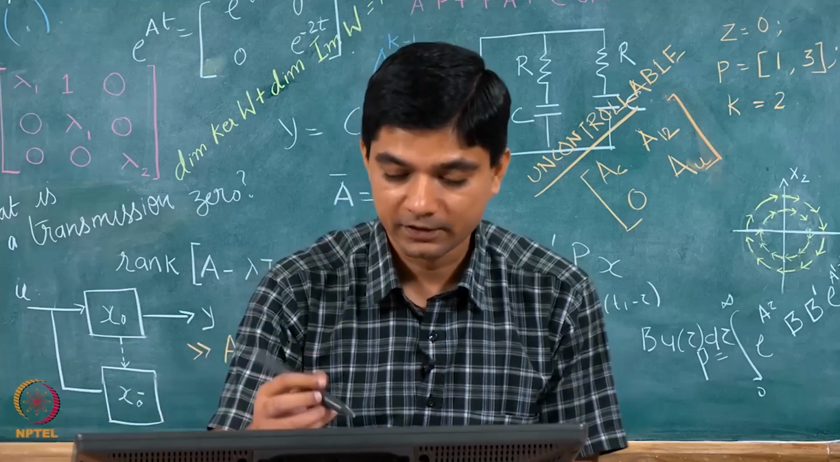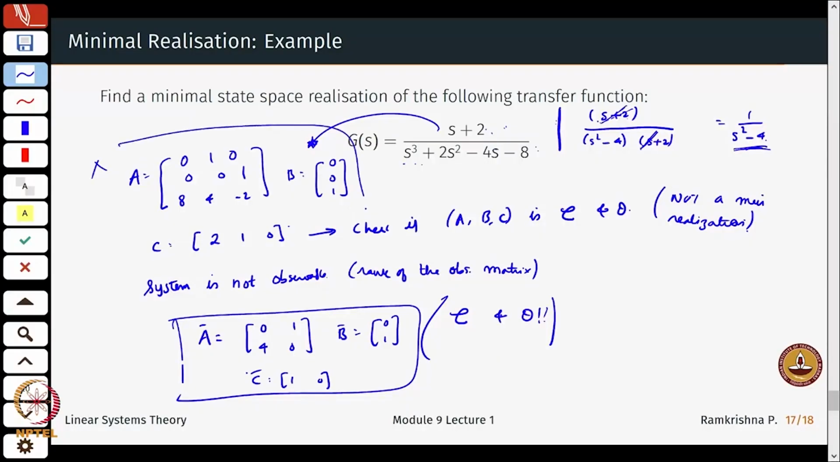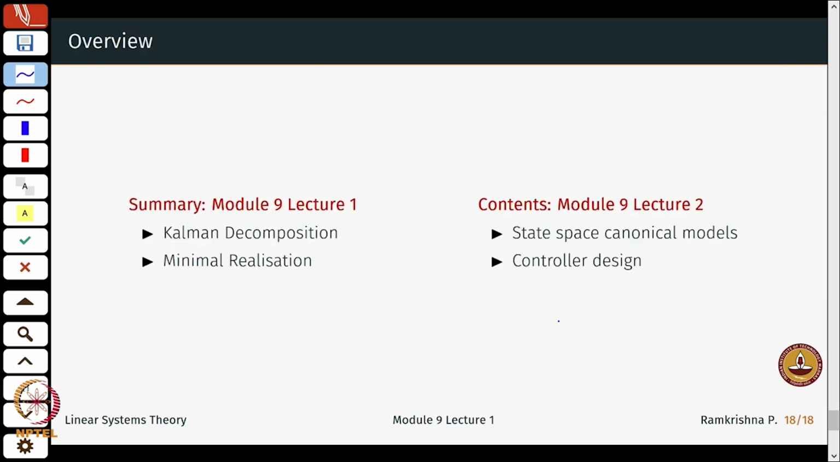Similarly, you can start with this realization, and it is easy to check that it is not controllable and observable. Go back here, do the pole zero cancellation, and then come back. So that concludes today's lecture, where we talked about decomposing the system into its explicit forms, starting from the space which is both controllable and observable till the space which is neither controllable nor observable. From that we derived the concept of a minimal realization of the system.